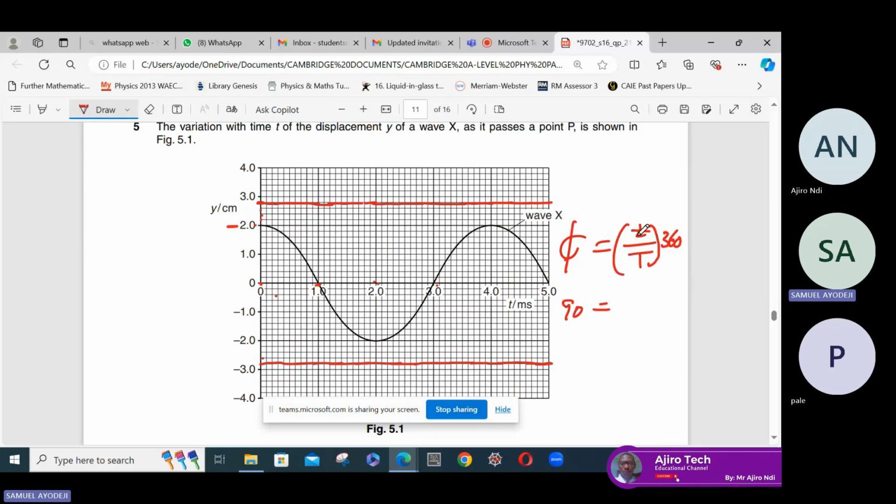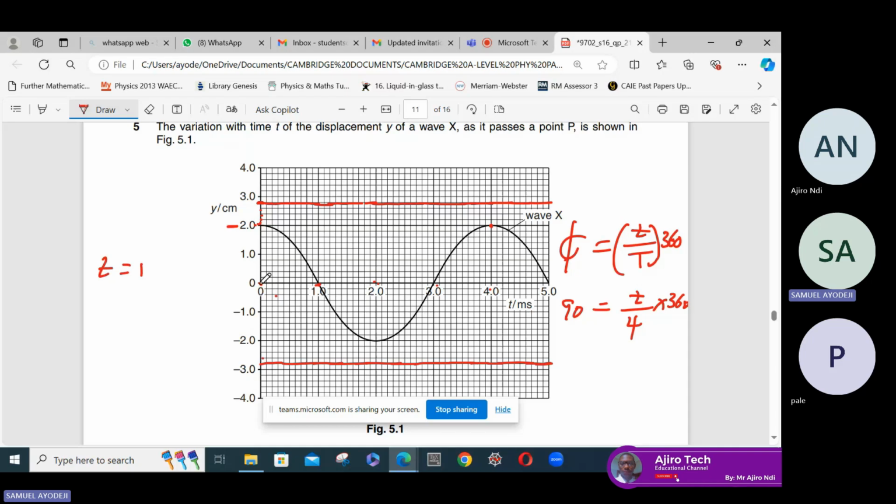I want to get the small letter t, the time. The period is from here to here. The period will be 4 milliseconds. So multiply by 360. Can you work out this small letter t? It's 5 minus 1, which is 4. Yes, I agree. So the time difference is 1.